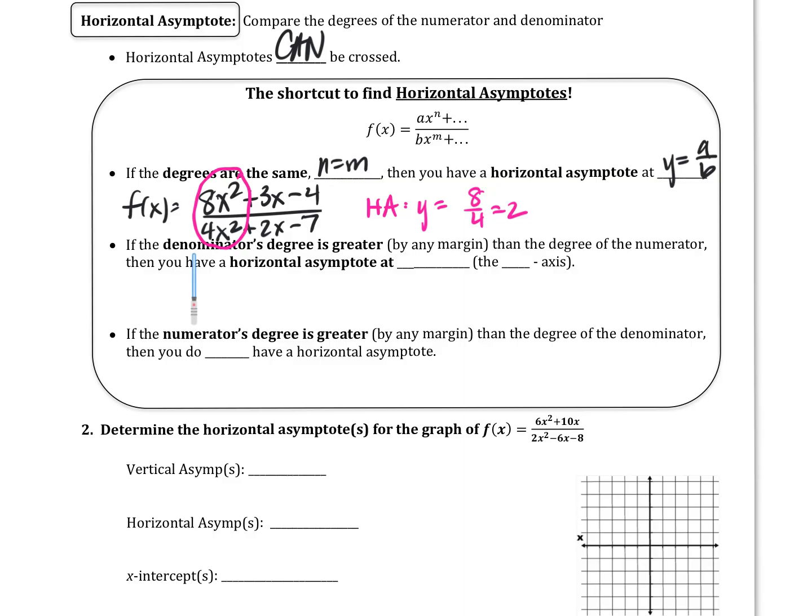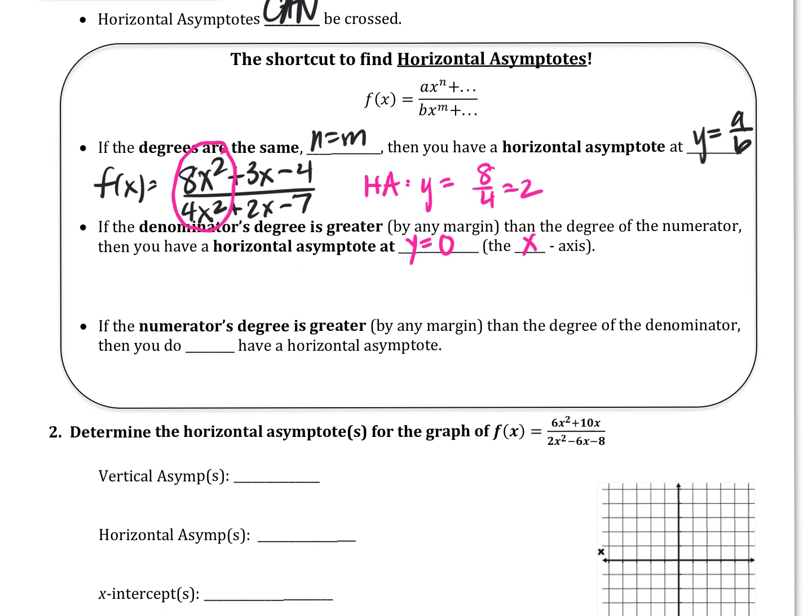What are we noticing? Anytime the degree in the denominator is bigger by any amount, the horizontal asymptote is always going to be y equals 0. Which axis is that? The x-axis. Anytime the degree in the denominator is bigger.